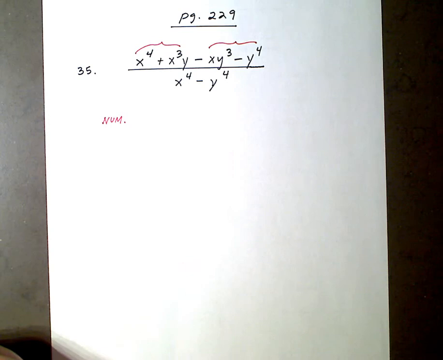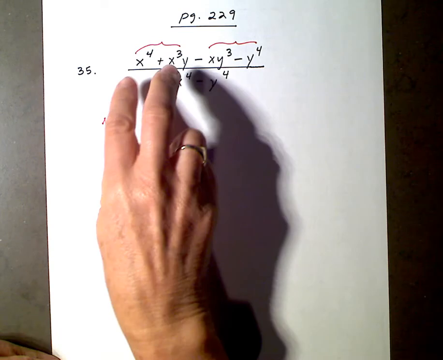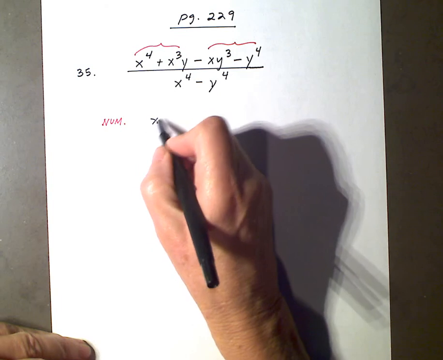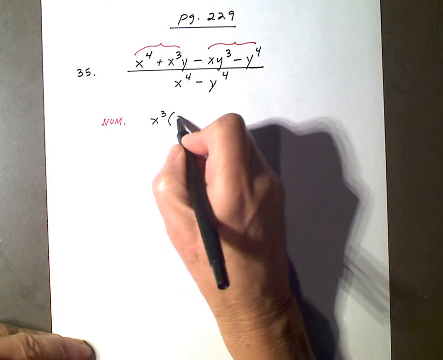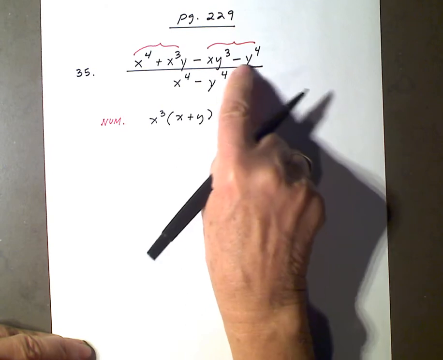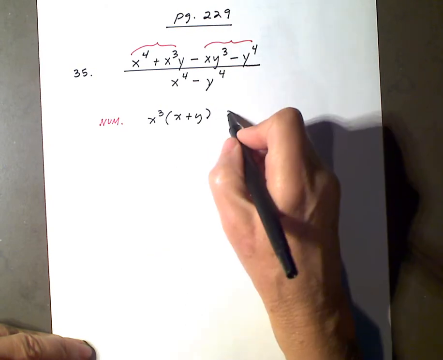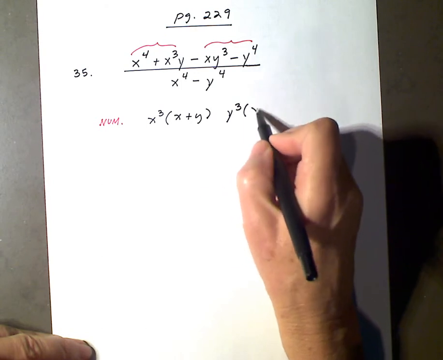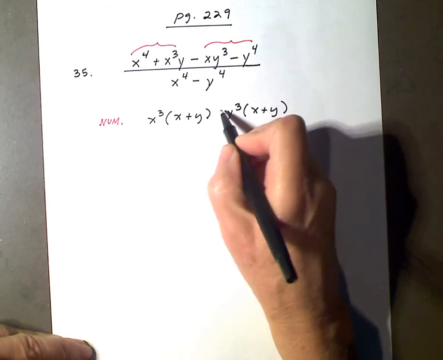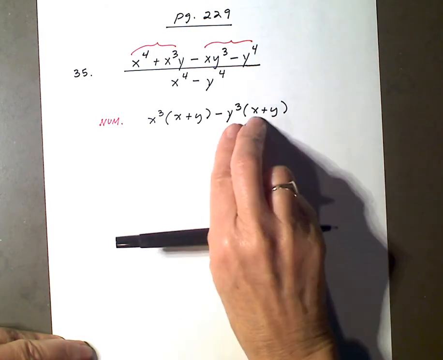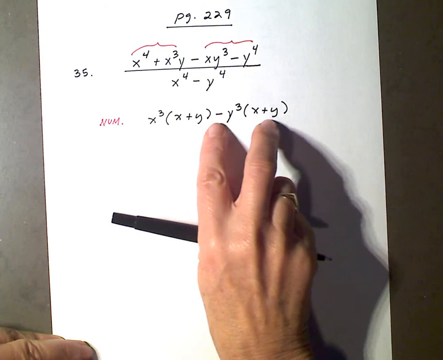So if I pull out the greatest common factor between the first 2 terms, that's an x to the third, and that would factor out an x plus a y. And then when I look at the second 2 terms, I can pull out a y to the third, and if I make that a negative y to the third, I can put the x plus y in here. So this would be my negative xy to the third and my minus y to the fourth right here.